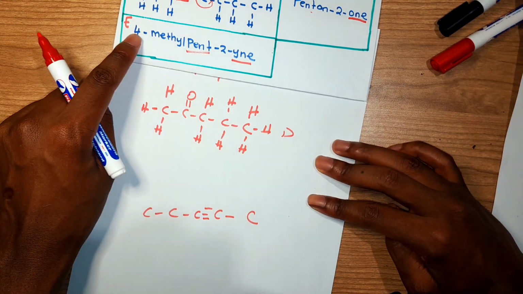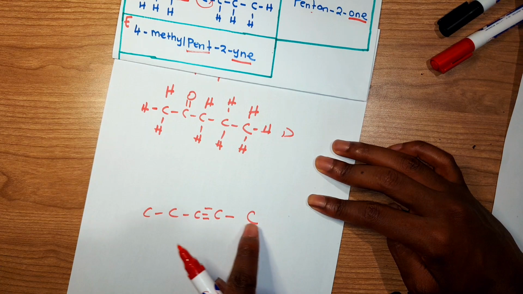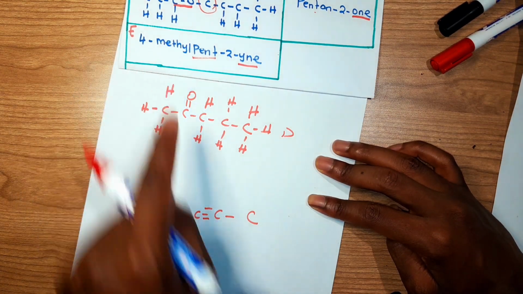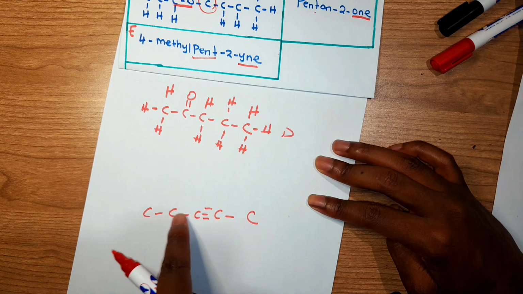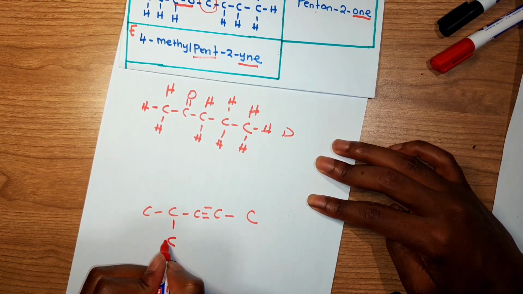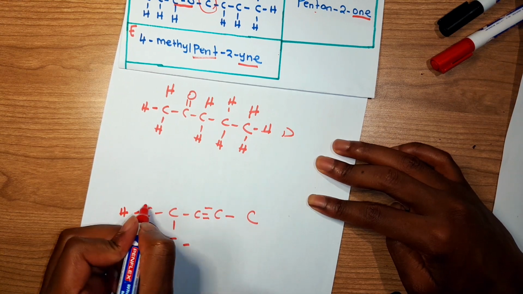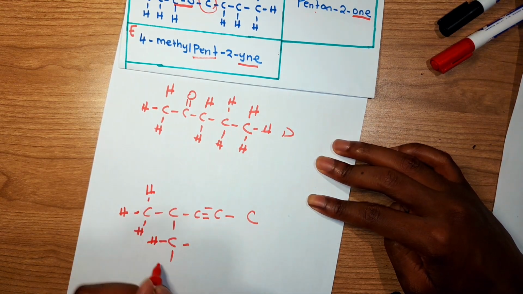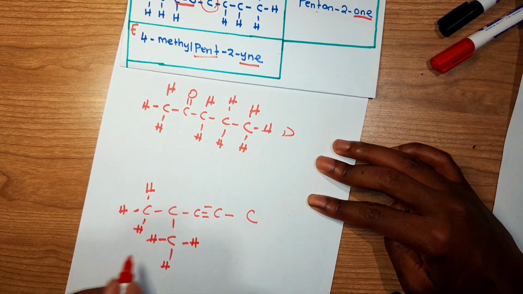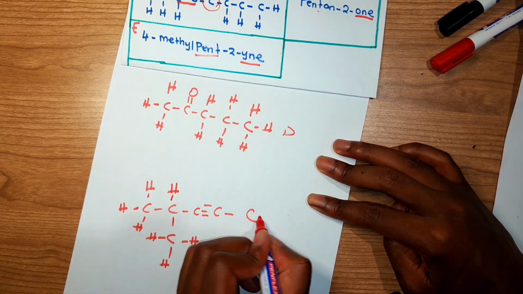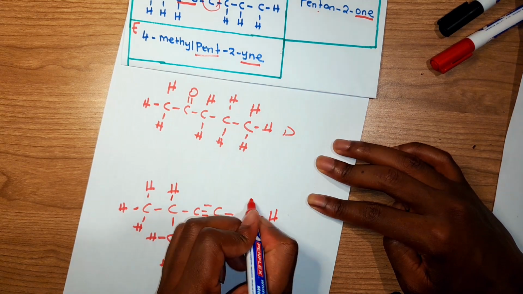And we're having a methyl on carbon number 4. So it's 1, 2, 3, 4. So on carbon number 4, we're having a methyl. That's as easy as that. And then I'm going to draw this. 1, 2, 3, I think there should be another 4 in here. And that's how you draw this.